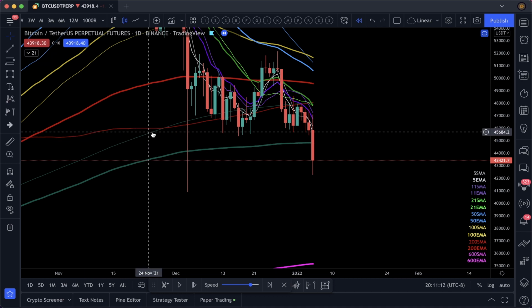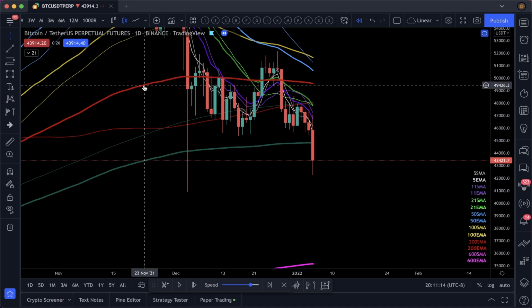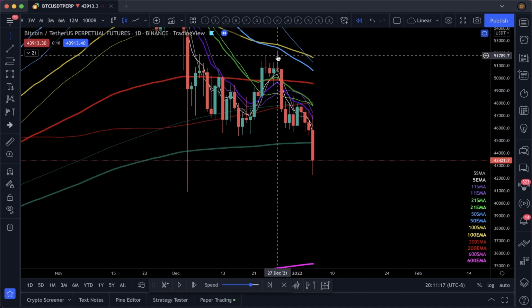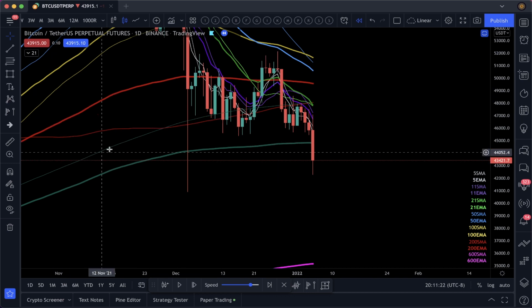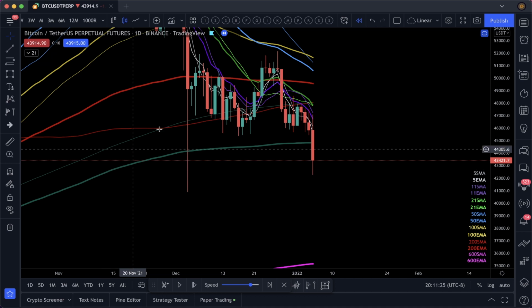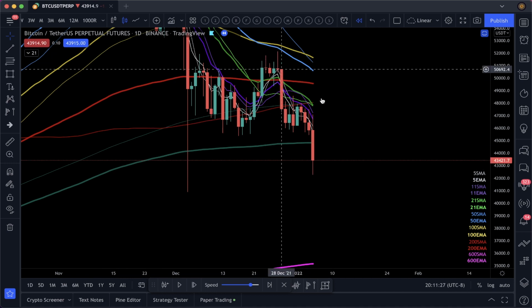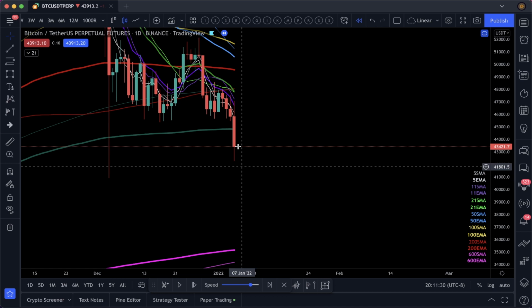Your 350 is above. This is why this 200, even though it was above, still got a pump, but it wasn't able to hold because your 350 is pulling it down. Your 350 SMA is above your 350 EMA, pulling it down. Bam, bam. Went down. Okay.